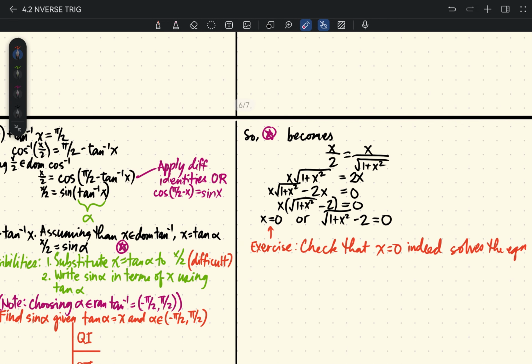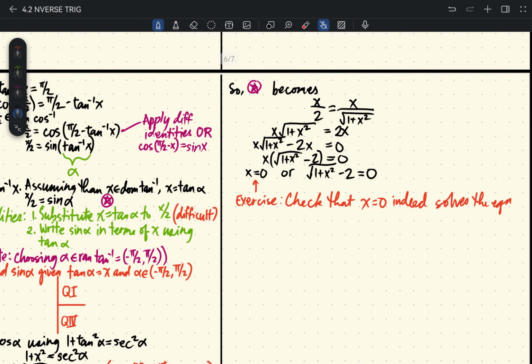Now let's deal with the other equation. So if square root of 1 plus x squared minus 2 equals 0, how do we solve radical equations again? We isolate the term with radical. So we move negative 2 to the other side. You have square root of 1 plus x squared equals 2.